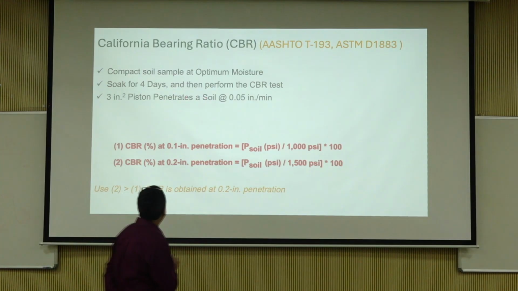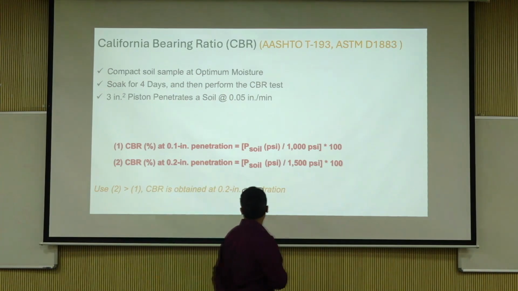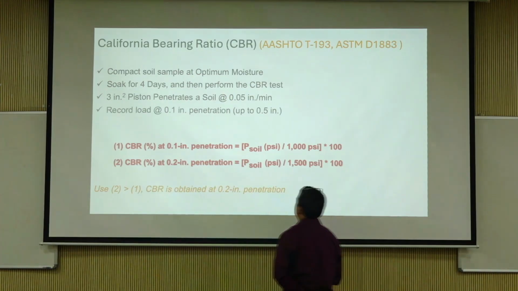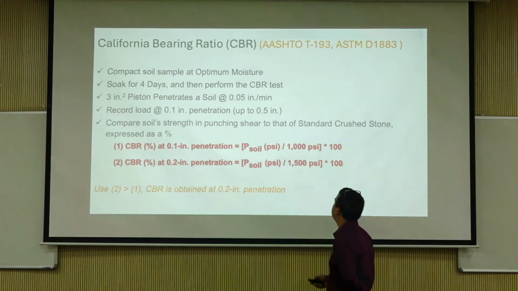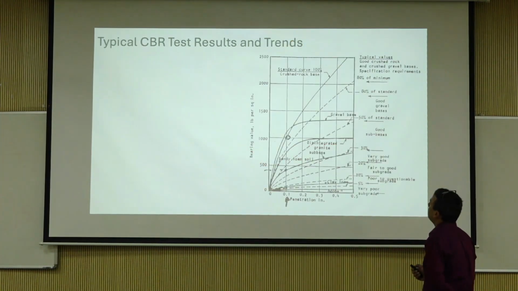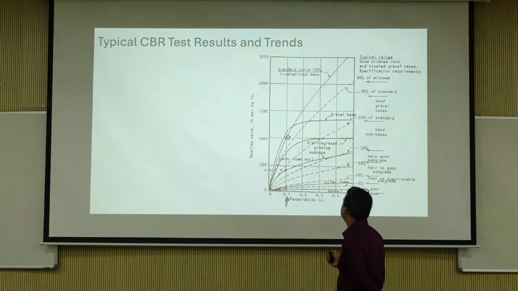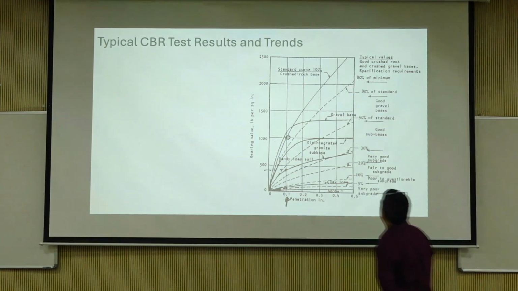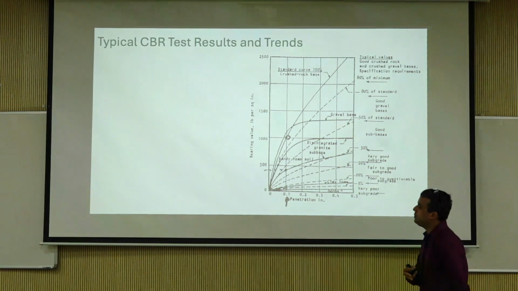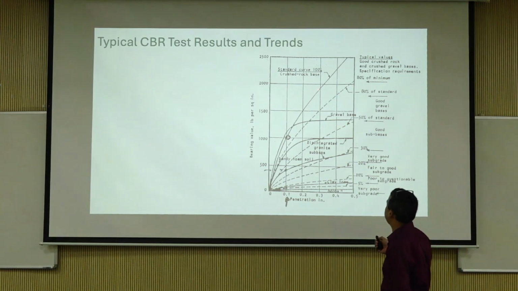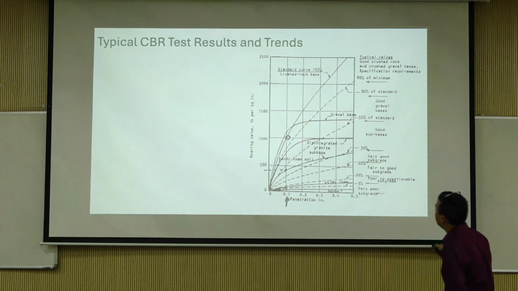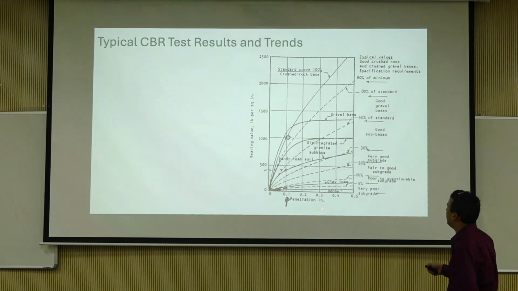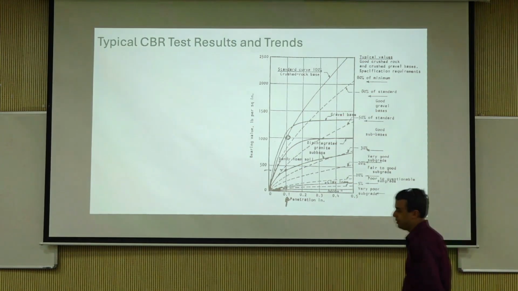So you do a 4-day soak, 3 square inches, and then it records, and then you compare the soil strength. Okay. So typical results, if you look at it, this is because CBR is so old. Some of these graphs you are going to see are going to be very old. This is like the crushed rock reference that they had, and this is penetration, and you actually try to get typical values for something.